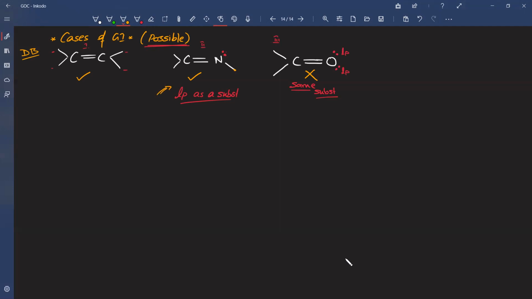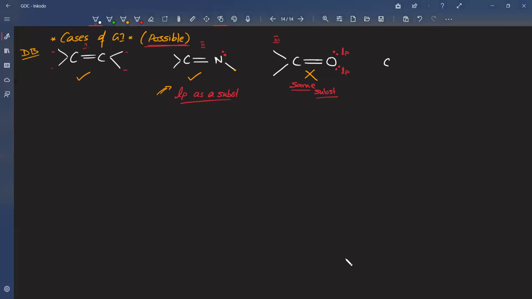Whatever problem may come, that will come due to the substituents of carbon. If the two substituents of carbon are the same, then there won't be any isomerism. If the substituents at carbon are different, then there will be geometrical isomerism. Simple. But in the third case, even if carbon has two different substituents, oxygen doesn't have two different substituents. They both are lone pairs, and that's why it is not possible. Whatever be the scenario, in this third case, geometrical isomerism is not possible.